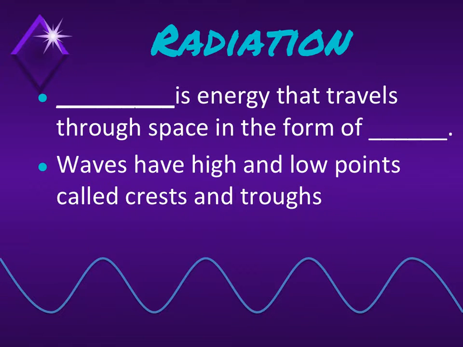Okay, so radiation. We've all heard of radiation in some form or another, but what it is, it's energy that travels through space in the form of waves. We get radiation from the sun, and it comes to us from 93 million miles away. And because there's no molecules out in space for it to travel through, it travels through these waves.